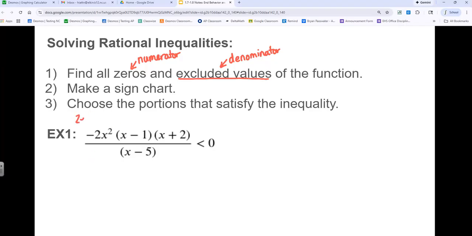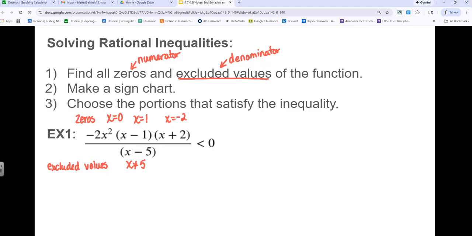So my zeros come from the numerator. And what would I get for my 0 if I've got negative 2x squared? That is x equals 0, because if I plug 0 in there, it'll make that term 0. And then I'll get x equals positive 1 and x equals negative 2. And then, just like when you were looking for those zeros last night, you have to do the excluded values. And x cannot equal 5.